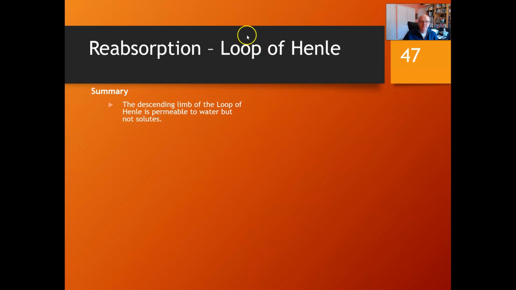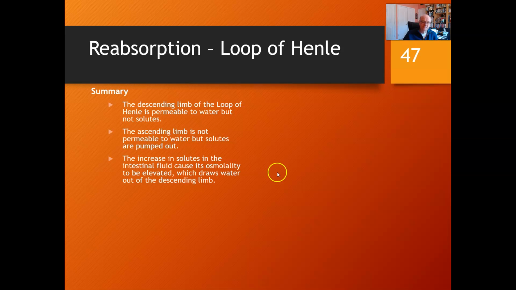So reabsorption loop of Henle summary. The descending limb of the loop of Henle is permeable to water, but not to solutes, dissolved substances. The ascending limb is not permeable to water, but solutes are pumped out. The increase in the solutes in the interstitial fluid, that's the fluid around everything, causes the osmolarity to be increased. It gets concentrated. Okay, and that draws the water out of the descending limb by osmosis.